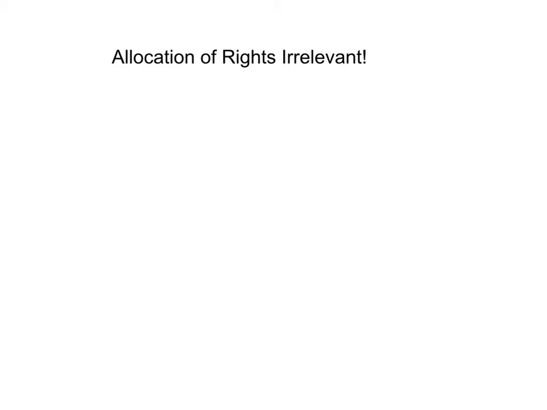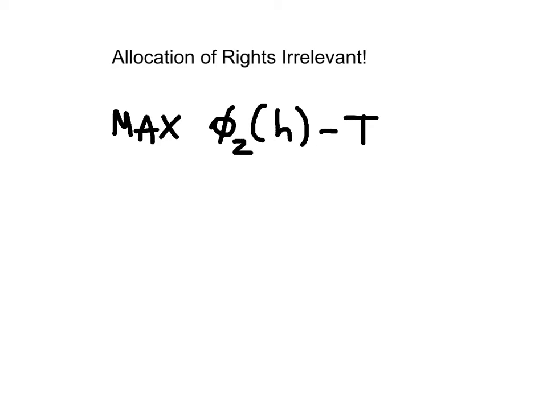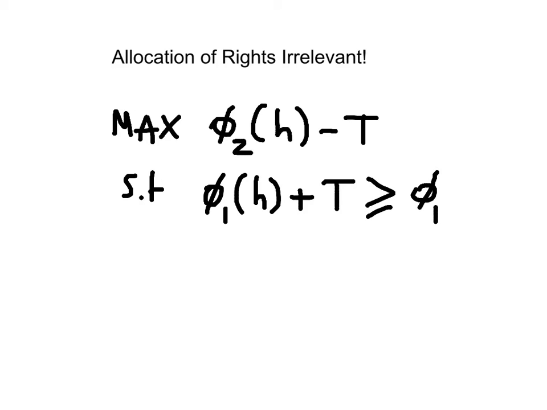So let me make this a bit more explicit. Why is the allocation of property rights irrelevant? Well, let's consider a situation where consumer 2 now is paying the producer to reduce the externality level to a level H, so consumer 2 is trying to maximize his or her utility associated with H, less the payment being made, such that the producer is getting a utility level associated with H plus the lump sum payment being made, which is at least as good as the utility level reached if the producer was producing H star, which is the competitive level that the producer would normally choose to produce if the payment weren't being made.